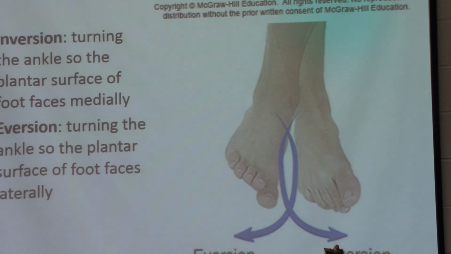Inversion and eversion. Inversion is turning the angle so the plantar surface of the foot faces medially. So when you move it toward the internal side, the foot is like that. When you move it towards the medial side, lifting the lateral side up, that is called inversion, because you are inverting it. When you move it away from the medial position, that is called eversion. So it is moving away from the median.